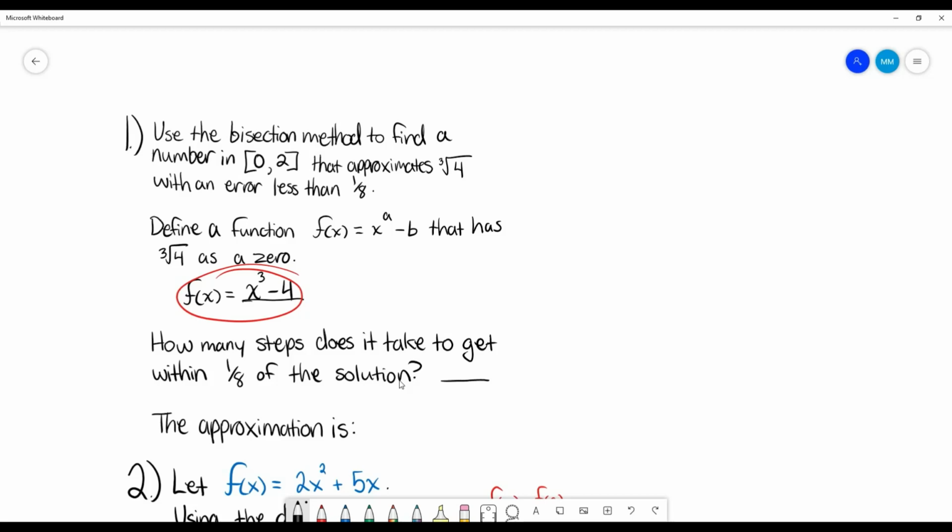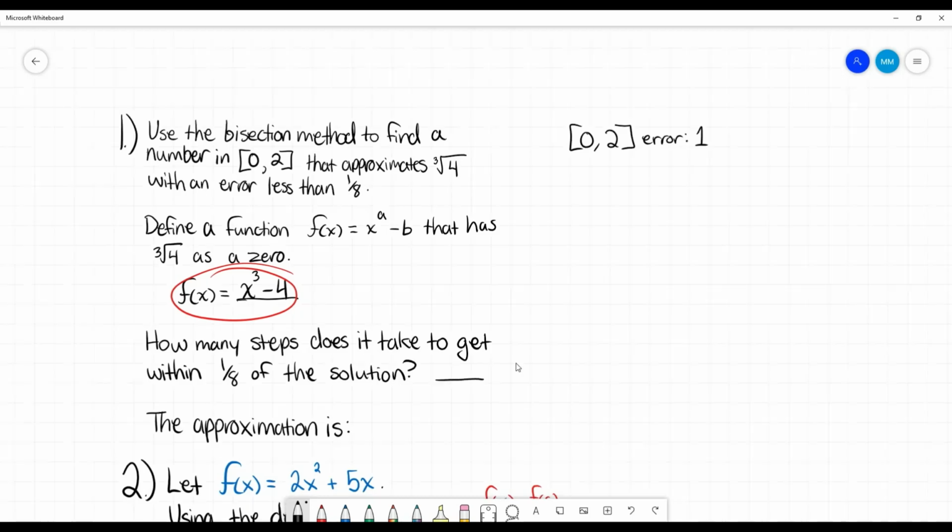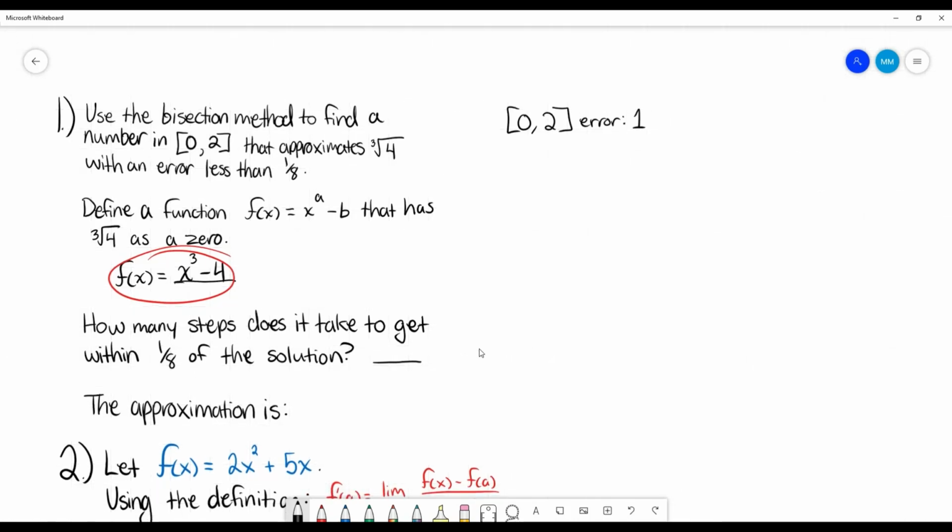So the first thing we're going to do, we know our interval is from 0 to 2, and we know that that has a maximum error of 1. And if you're not sure whether it's 1, I really recommend going back and watching my video on intermediate value theorem and bisection method. I'll put that in the description just so that's a quick link, but it is in the same playlist and it was uploaded right before this video was. But so this has a maximum error of 1.